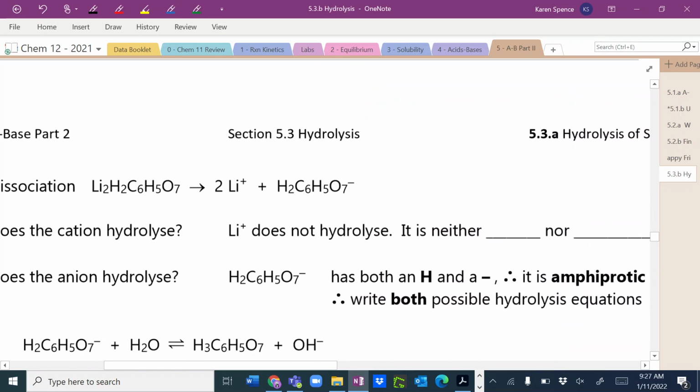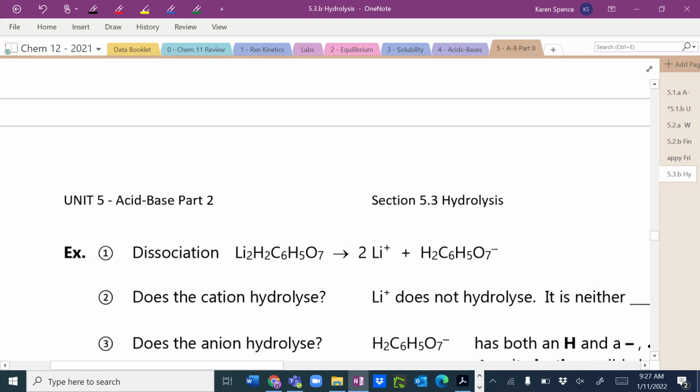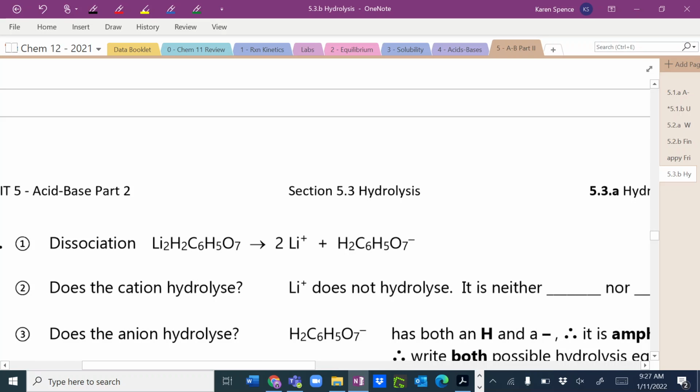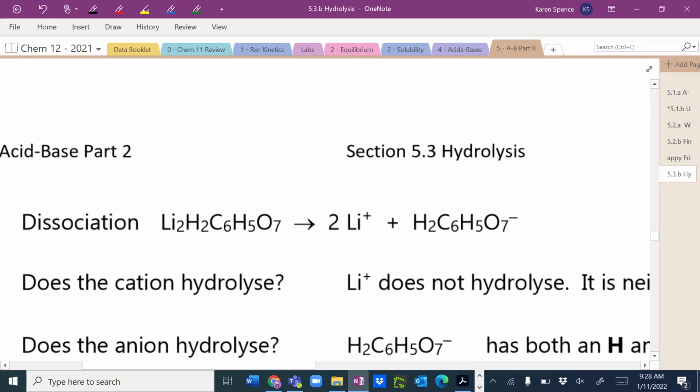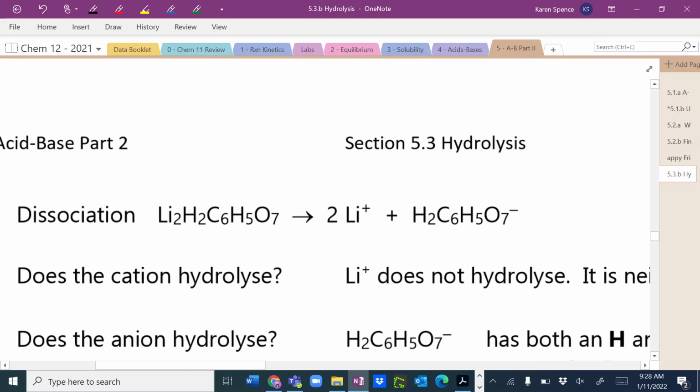Let's try another one, just because this always seems to be something that people need more practice with. Here is a big, huge, nasty formula, which is why you're going to be glad I've typed this out for you. We have Li2H2C6H5O7. Dear goodness, what am I going to do with that? How does that split apart?